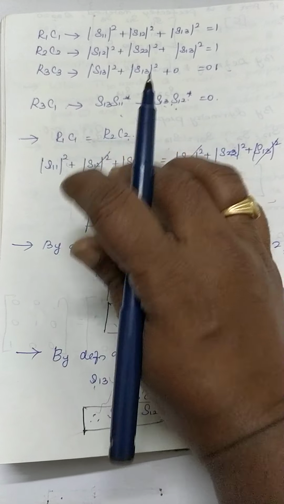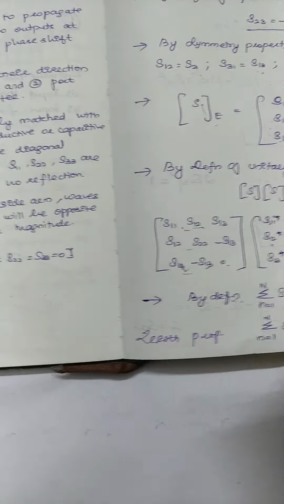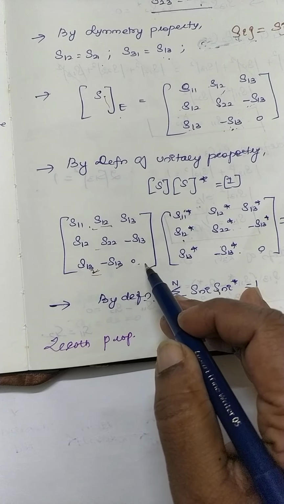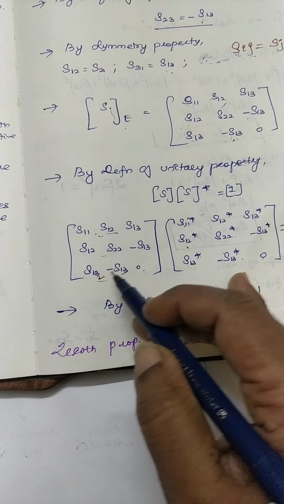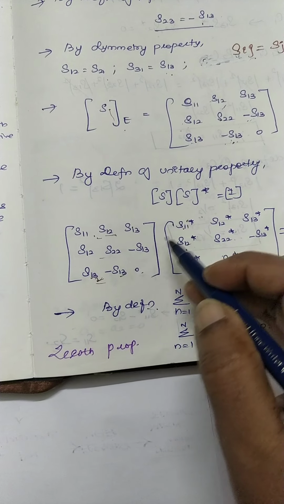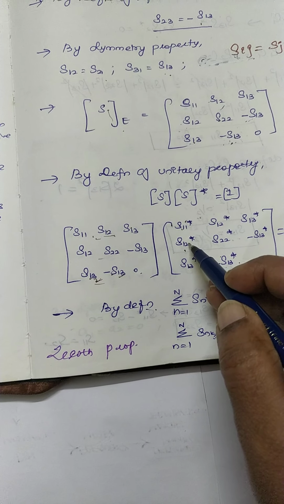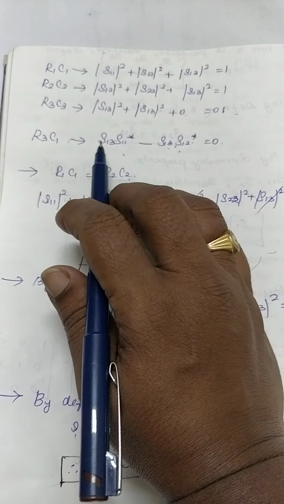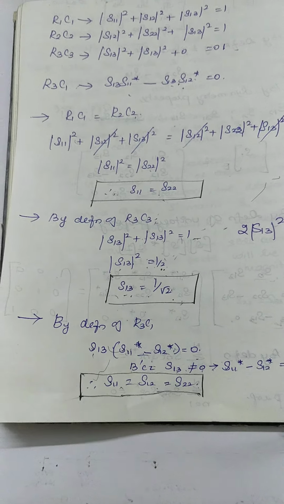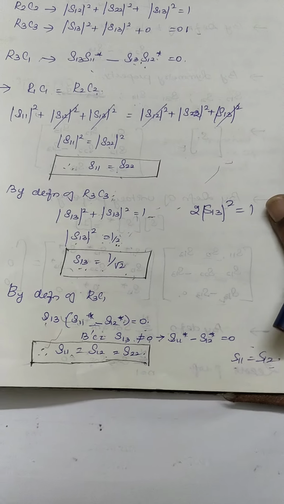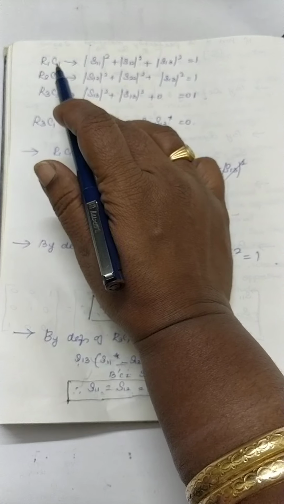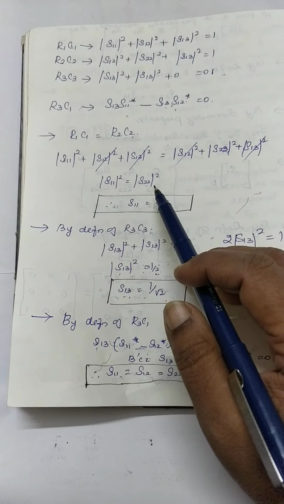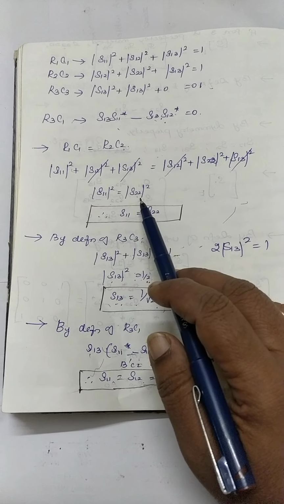Now let me go to the zeroth property. Using the zeroth property in R3 C1, I have R3 as S13, minus S13. In the same way C1. So S13 S11 conjugate minus S13 S12 conjugate plus 0 equal to 0 by the zeroth property. So I am writing the equation of R3C1. Now to identify the values, let me do the simplification in further steps. By definition, R1C1 equal to R2C2. Now equate these two equations. After cancelling out the like terms, I have the equation S11 equal to S12.